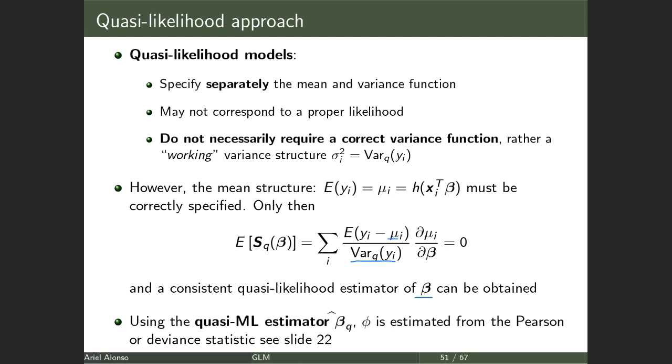And using these quasi-maximum likelihood estimators, you can estimate the psi parameter as well, using the Pearson residuals or the deviance residuals that we saw in equation 22 when we used the method of moments to estimate sigma. You can use the same procedure now to estimate sigma, but plugging in not the maximum likelihood estimator of beta, but the quasi-likelihood estimator of beta.